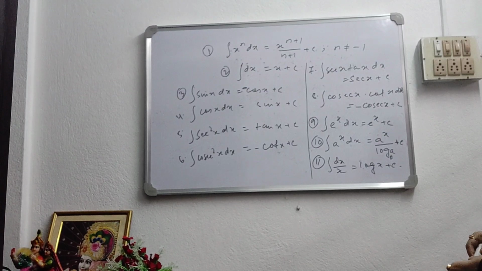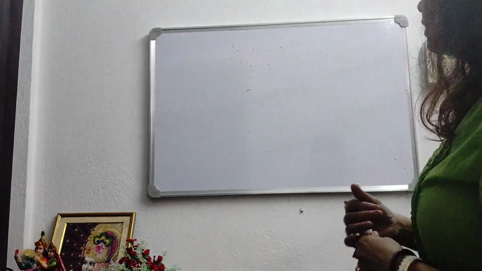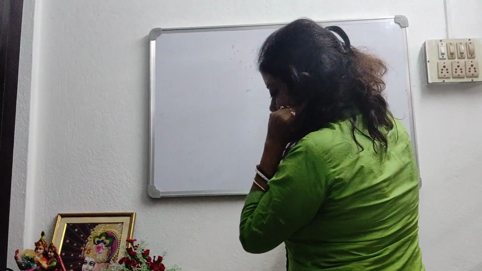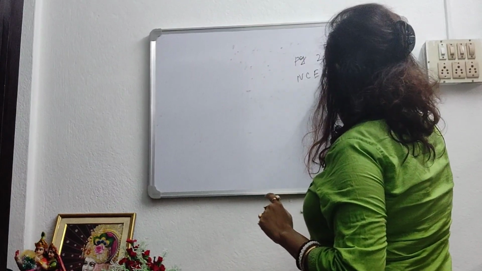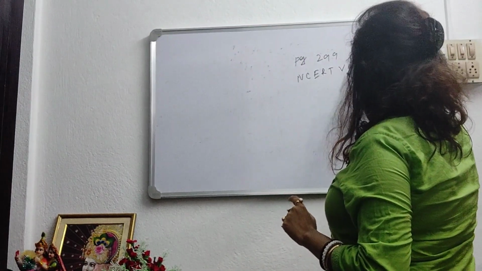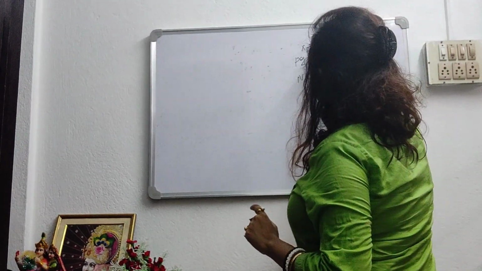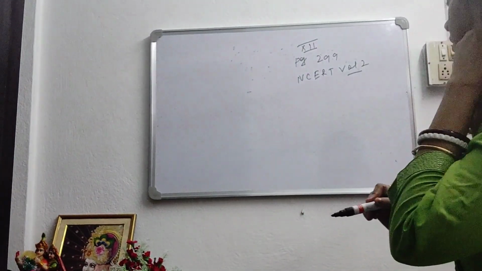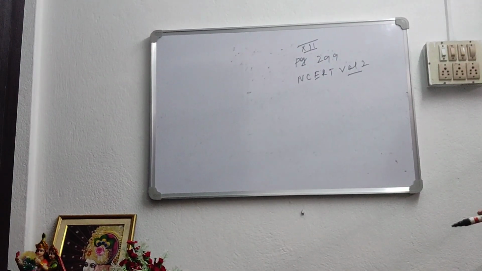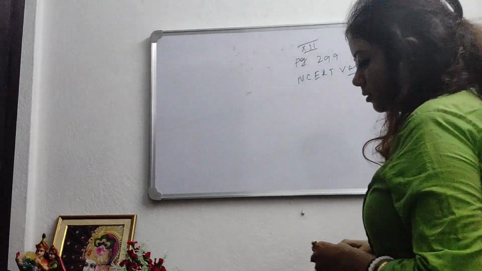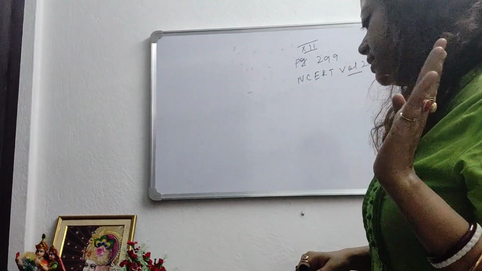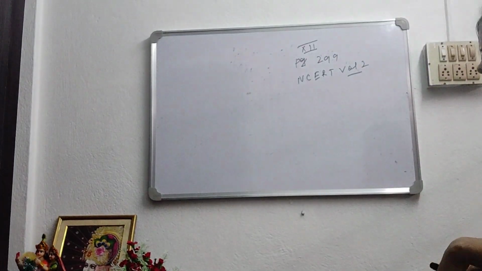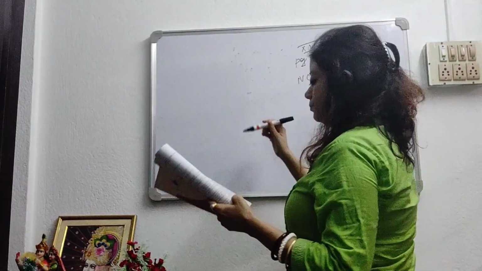Okay, so let's start with some examples. Page 299, NCERT, volume 2, class 12. NCERT, volume 2, page 299, class 12. Let's do some examples. I will do one thing, do the chapter thoroughly. Today I am doing some examples for you.